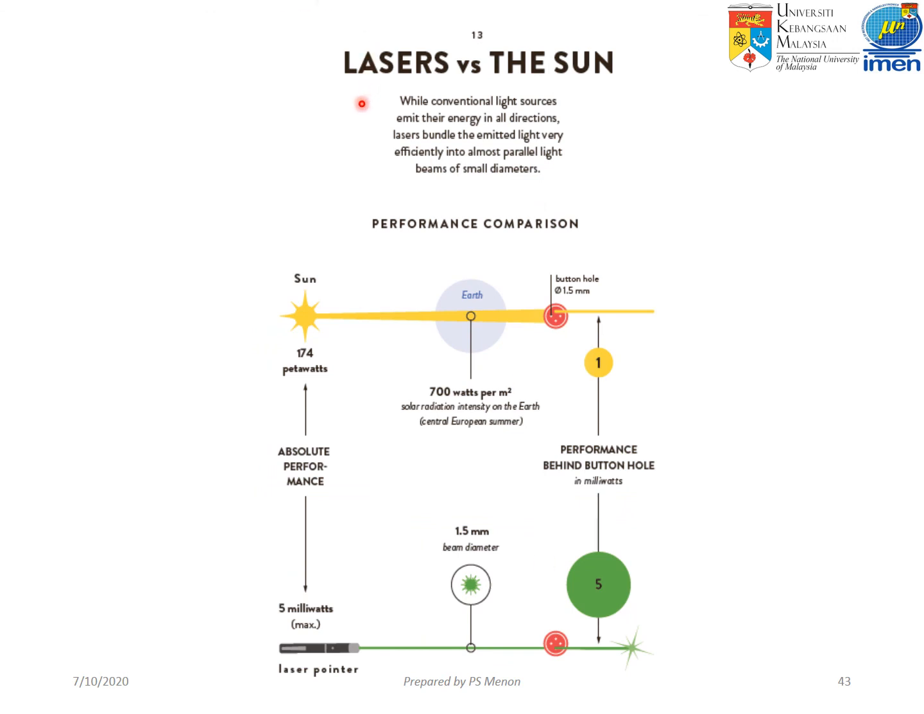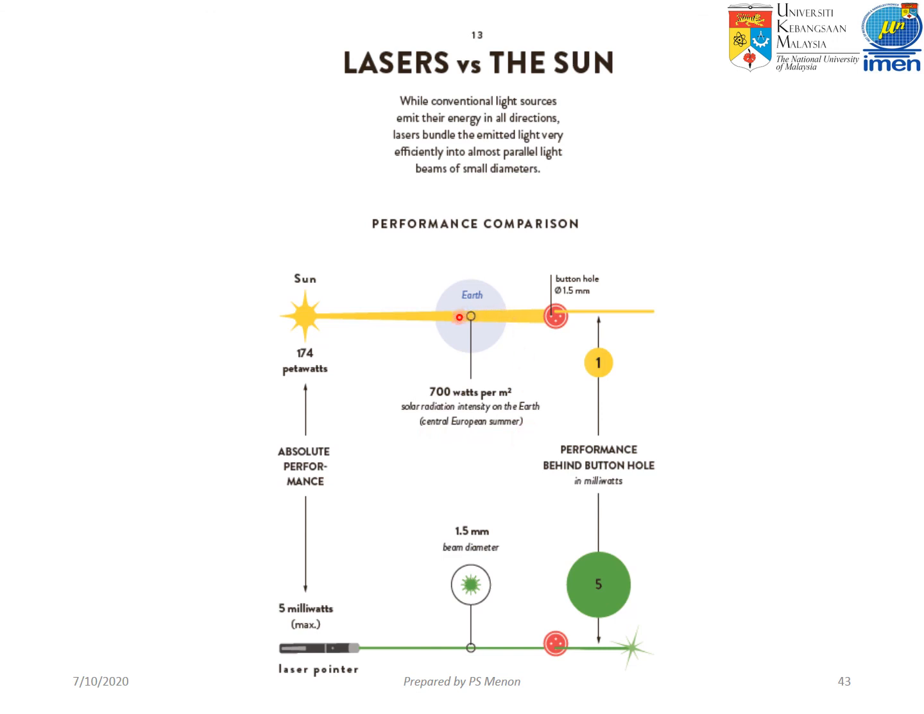Now let's compare the laser with the sun. While conventional light sources emit their energy in all directions, lasers can bundle the emitted light very efficiently into almost parallel light beams of very small diameters. Now let's do a performance comparison between the sun and a 5 milliwatt laser pointer. The sun's output is 174 petawatts, and it reaches the earth. When it reaches the earth, the solar radiation intensity is about 700 watts per meter squared. This is during the Central European summer.